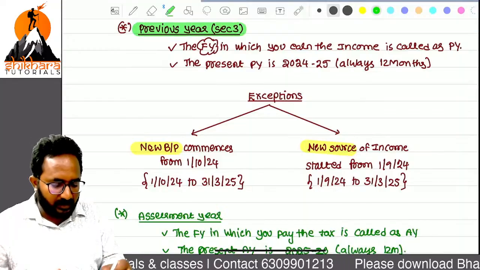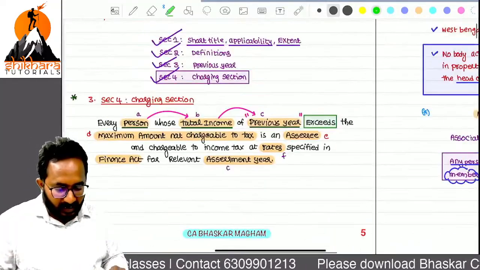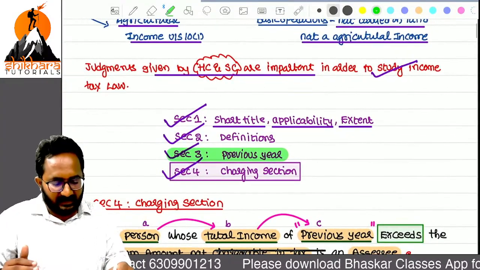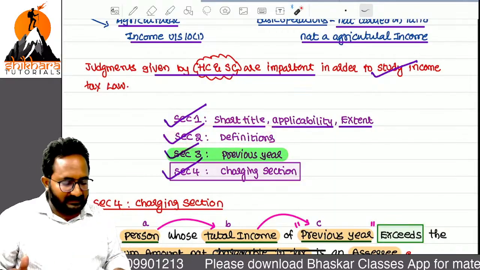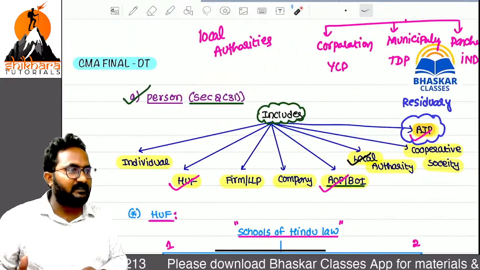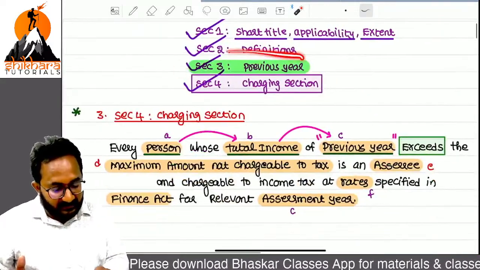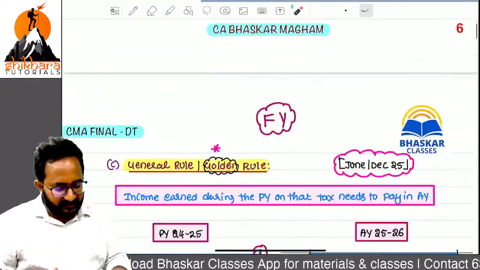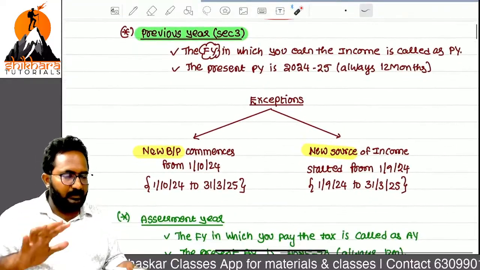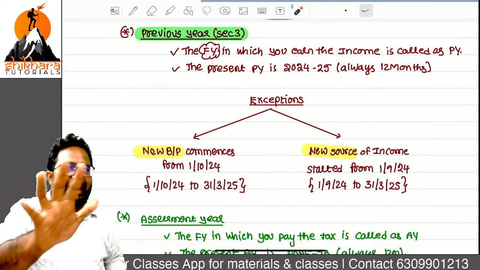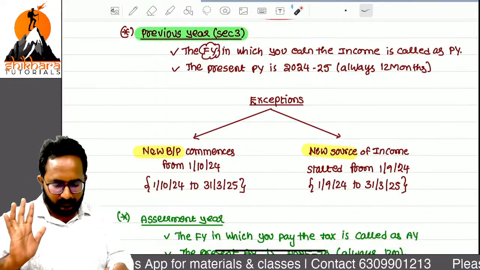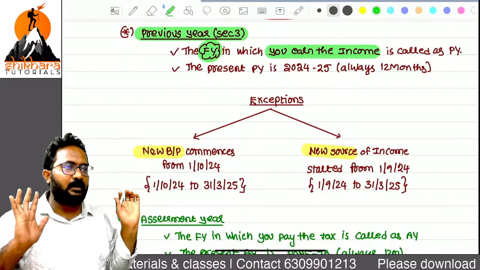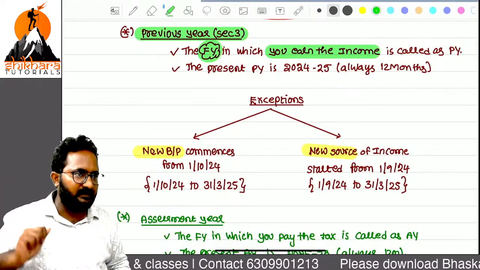I think you already know in which section the previous year definition is given. Section 3. The remaining definitions are all given in Section 2. The person definition is given in Section 2, sub-section 31. But the previous year definition is given in Section 3. Now we can learn it easily. At the time of defining the previous year, whether it is a calendar year or a financial year: financial year. So the financial year in which you are earning that income is called the previous year.